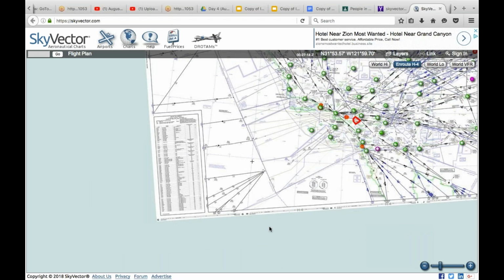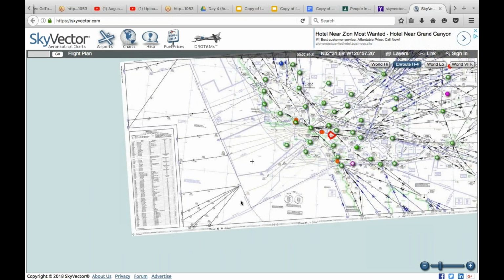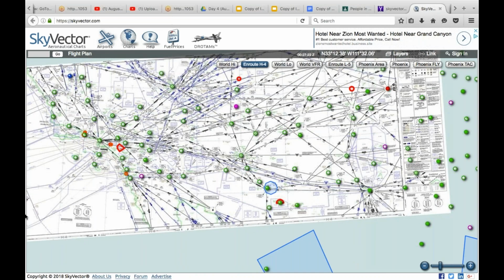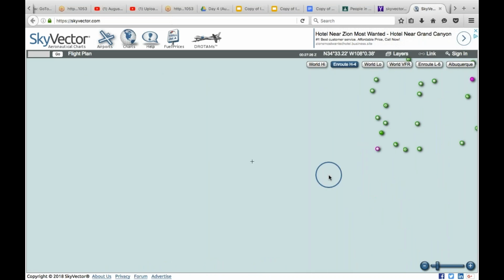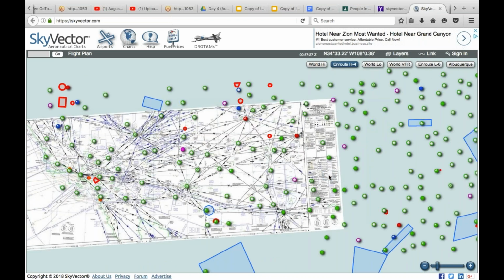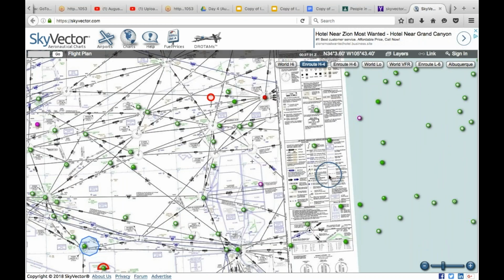So that's all your special use airspaces. Try the other side of the map. There we go. There's our legend. So we can look at these legends.